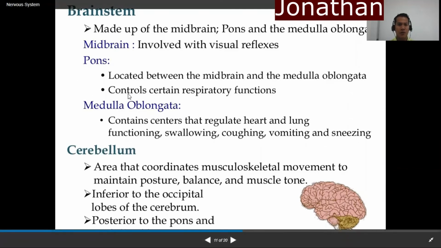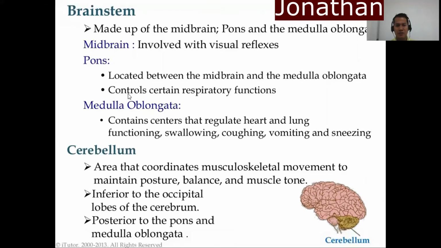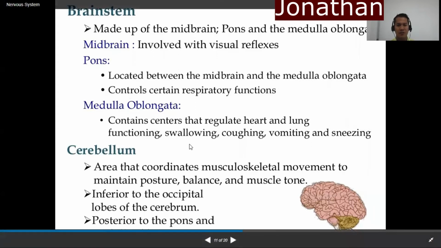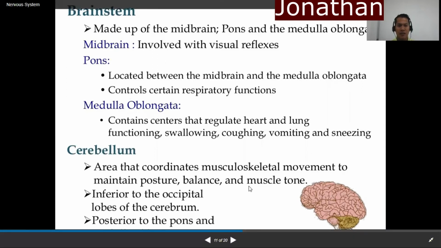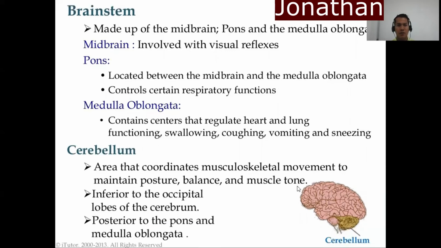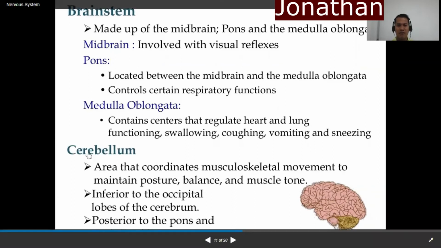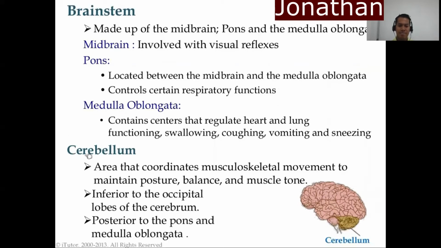The pons is responsible for controlling certain respiratory functions. The medulla oblongata is for swallowing, coughing, vomiting, and sneezing. And of course, there's a lot more, but these are some of the basic functions of the medulla oblongata. The cerebellum, on the other hand, is for maintaining posture, balance, and muscle tone. So if you are good at skateboarding, ice skating, what else? Any sport that requires balancing, that means your cerebellum is very active.